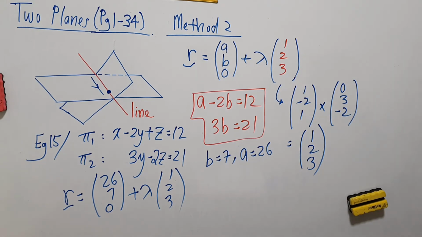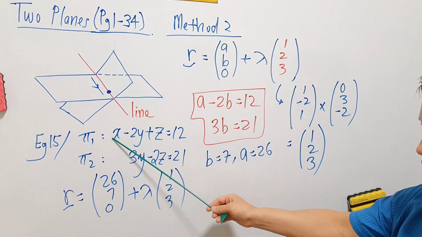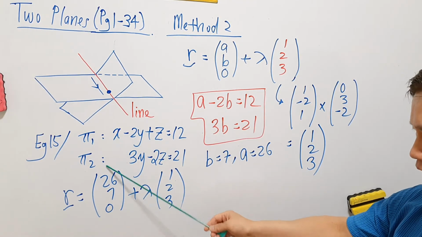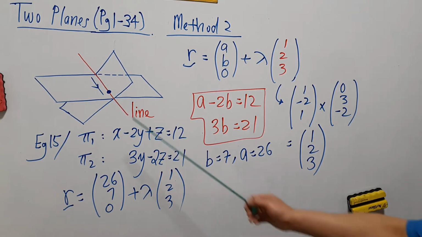In this case, I got the point 26, 7, 0, and I can verify that this point lies on this plane, and this point also lies on this plane. I'm done. So this is somewhat like a trial and error method, it's true. Just that you are trying out very carefully and very intelligently, you're not doing it anyhow. So this is actually method 2 for you to find the intersecting line between two planes.